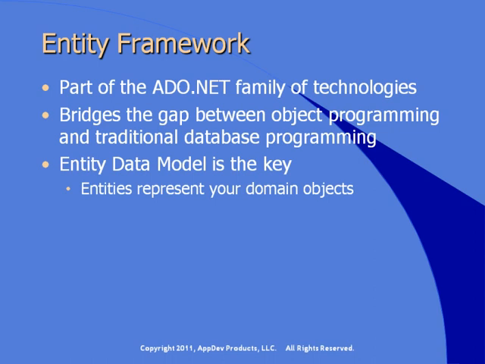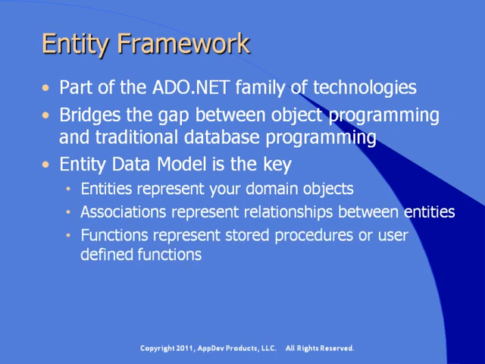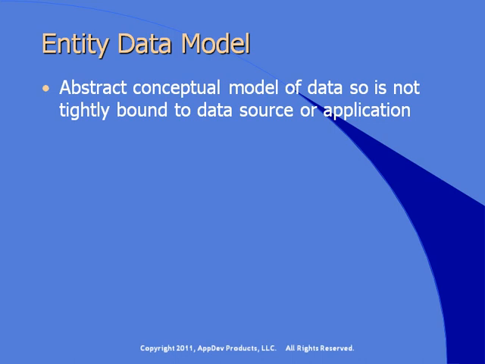And in this model, entities represent your domain objects. Entities are related, and they're related through associations. And stored procedures or user-defined functions are functions within the model. The Entity Data Model is an abstract conceptual model of data. And a key thing to know about it is that it's not tightly bound to a data source or an application. Now, what does this mean? It means that the Entity Data Model is independent of your application, and it's also independent of the data source.